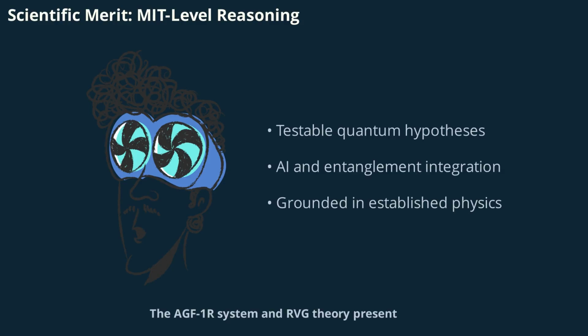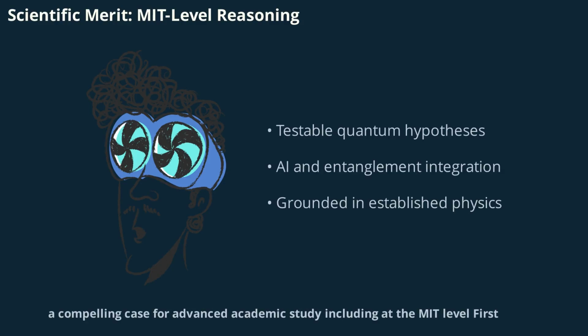AGF-1R system and RVG theory present a compelling case for advanced academic study, including at the MIT level. First, the use of programmable refractive index modulation as a basis for gravity is a testable hypothesis that extends quantum field theory in metamaterial science. Second, the integration of quantum AI control and entanglement feedback aligns with current trends in quantum information and adaptive systems. Third, the modular, ceremony-free engineering approach ensures operational clarity and reproducibility. Finally, the system's reliance on established phenomena like the Casimir effect and diamagnetic field shaping grounds it in experimentally accessible physics, making it ripe for both theoretical exploration and laboratory validation.